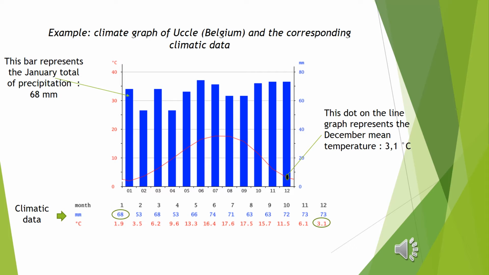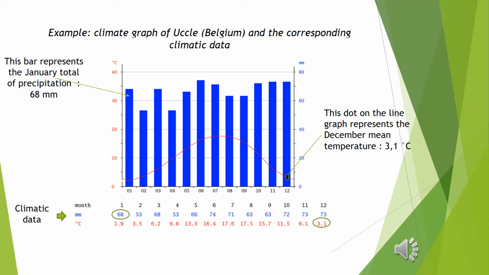Let's have a look at this climate graph. We clearly see it's a combination of a line graph representing the monthly mean temperatures and the bar graph representing the monthly totals of precipitation. Let's have a look at the line graph first. So for the month of December, you see a dot, which is in the middle of the month, by the way. And this dot represents the December mean temperature, so 3.1 degrees Celsius. And if you have a look at the table at the bottom of the page, you will see that for December, you have indeed 3.1 degrees Celsius.